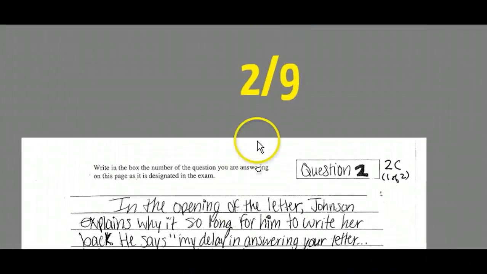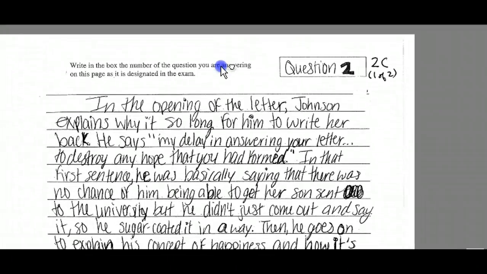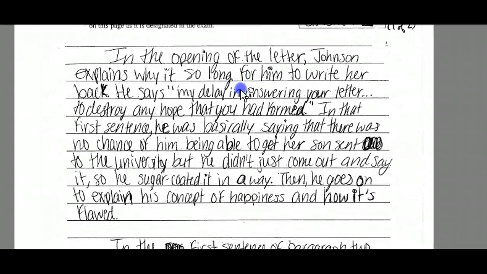So let's look at this last example. This last example scored a 2 out of 9, so this is not a very good example, and I think you'll see really quickly why they didn't score very well.